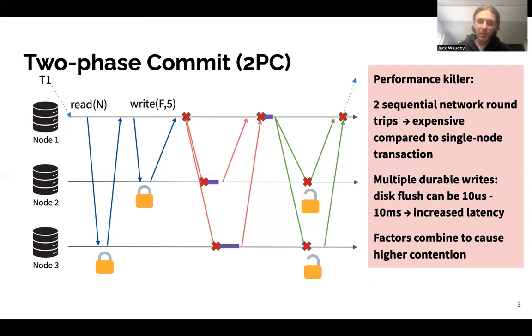Together, these two factors combine to cause higher contention in the database system, because while this whole dance is happening, database locks are being held, which stops other transactions that potentially wish to access those data items. This reduces the concurrency in the system, which then degrades throughput and latency. So this is well established to be a performance killer.